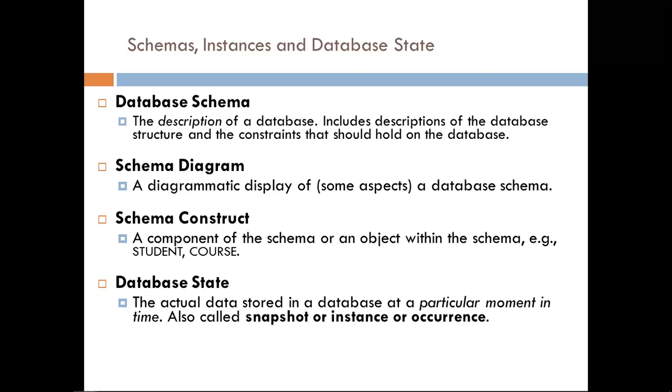Next, the schema construct. The schema construct is a component of the schema, or an object within the schema. So all the table headers, since we had 6 tables, we will have 6 table headers. All those 6 are called schema constructs. The schema diagram consists of the schema constructs and the relationships between the schema constructs. So here the table has another name, that is, the schema construct.